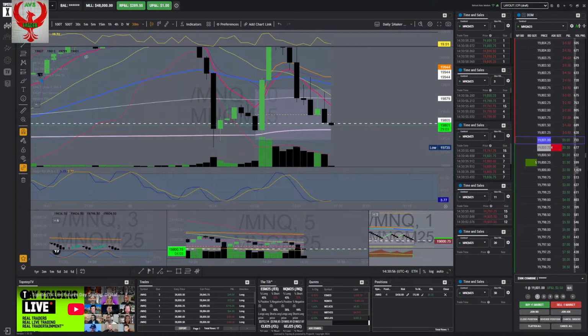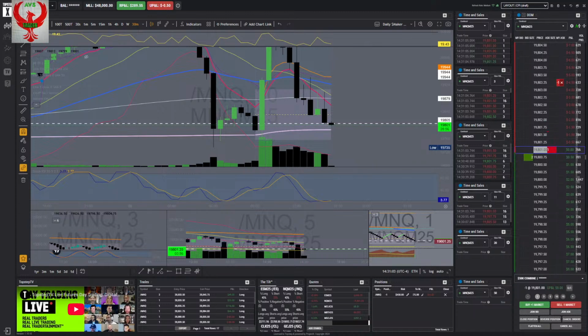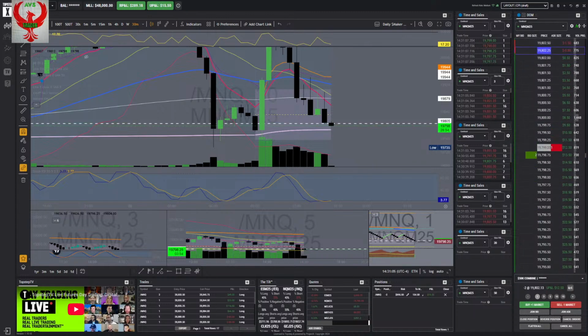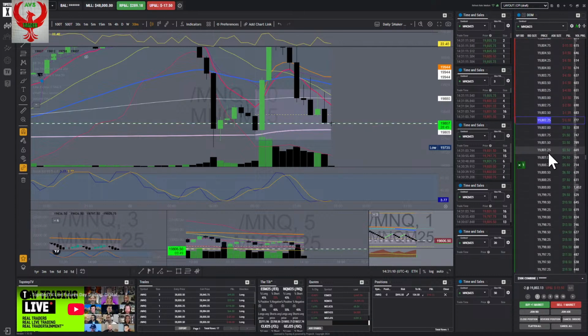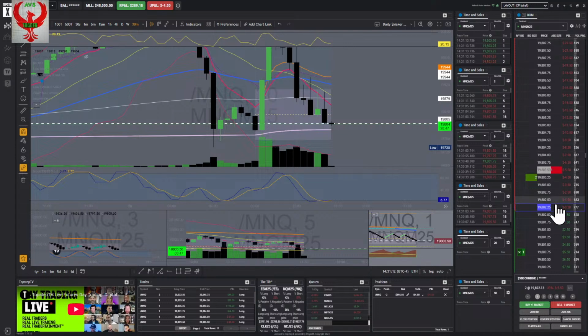Order filled. Oliver for putting on a killer micro NASDAQ trade. That was about 80 points, I think, on 5. Order filled. Almost no drawdown on that trade. It was 80 points, $800.